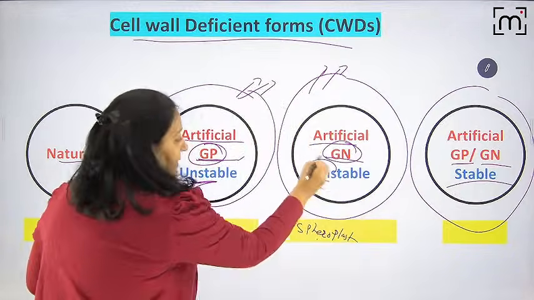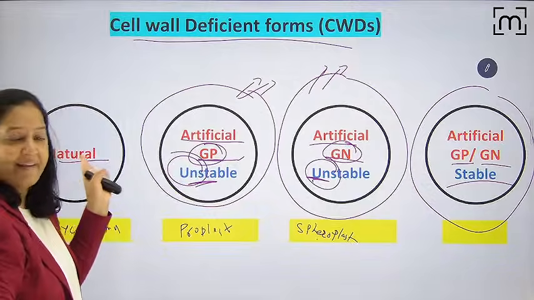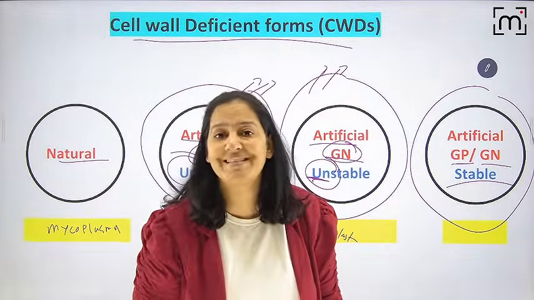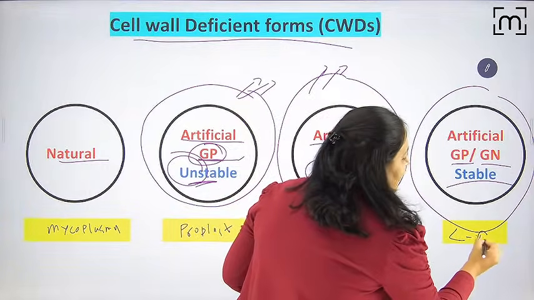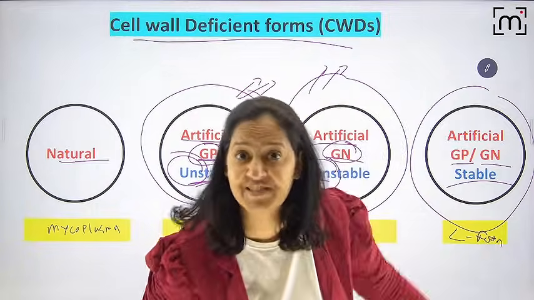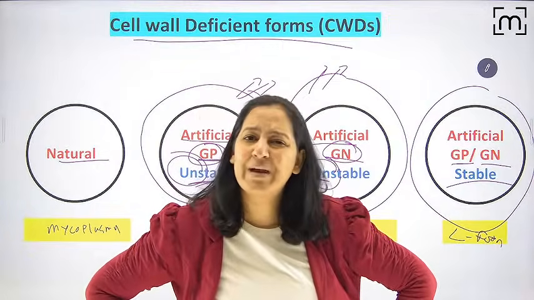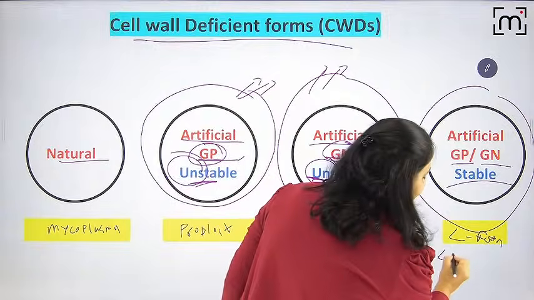This one was unstable. This one was unstable. This one is natural. This one is stable. What is it known as? It is known as L form. Frequently you get the question, make a 5-star. L form. What is L known as? L is Lister. What does L mean?